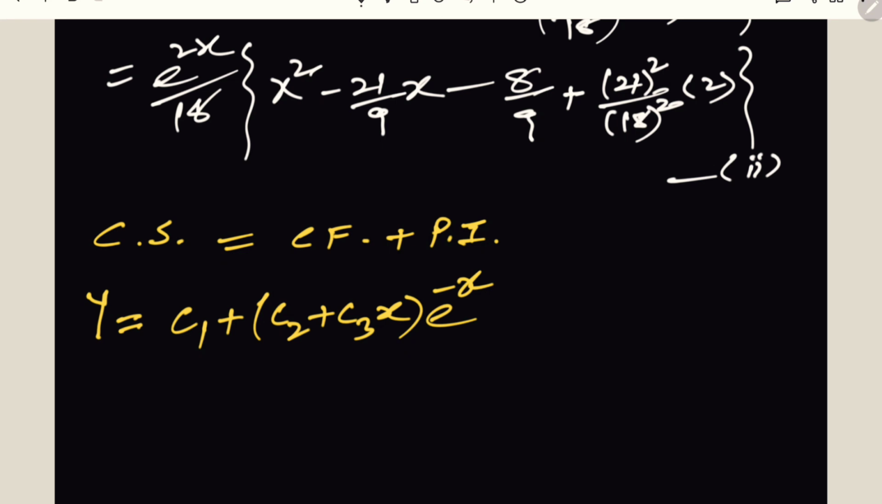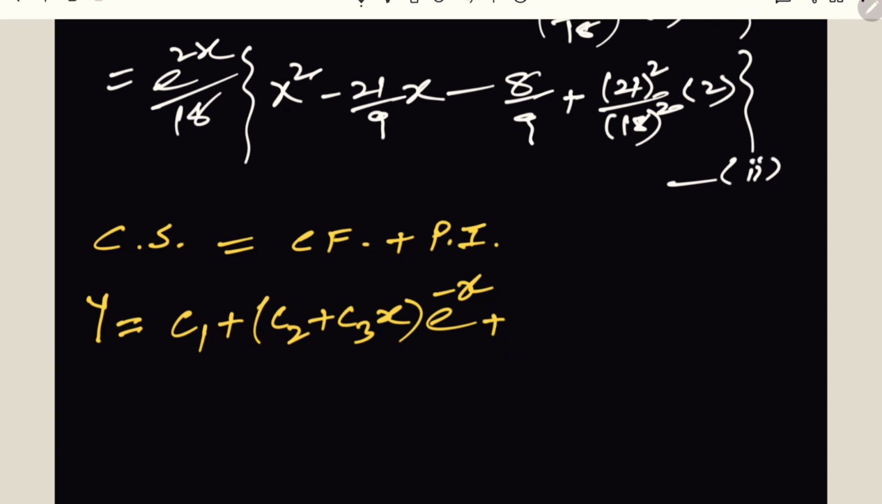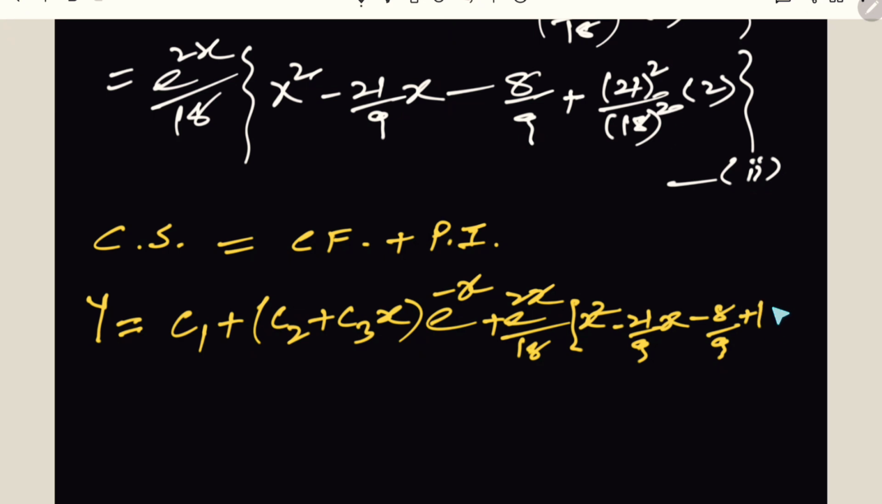Then PI plus e raised to 2x by 18 multiplied by the terms inside the bracket: x square minus 21 by 9 times x minus 8 by 9 and (21 by 18) square into 2. This is the required solution or required answer.